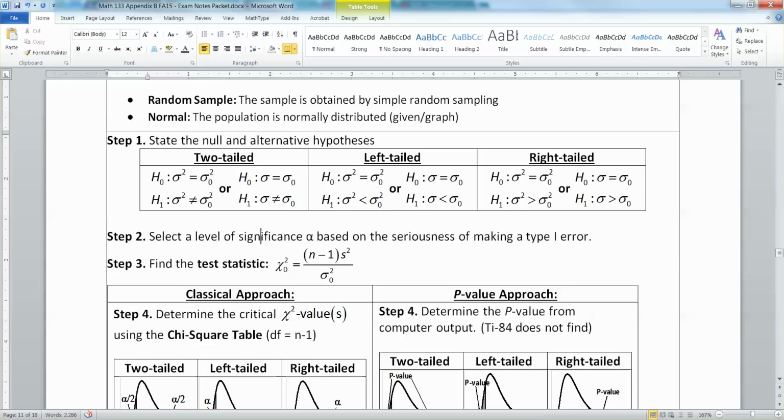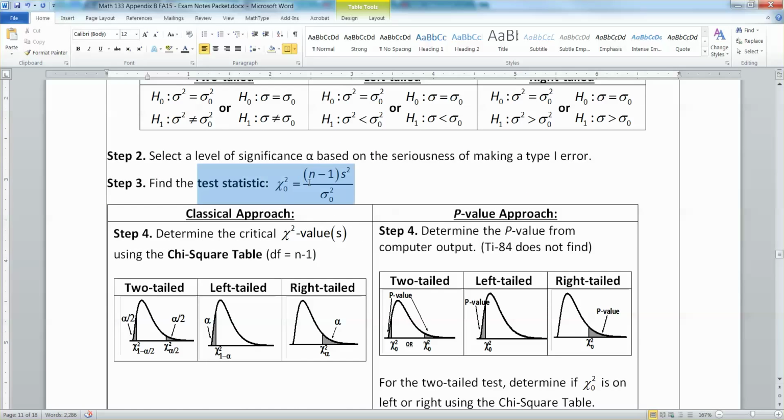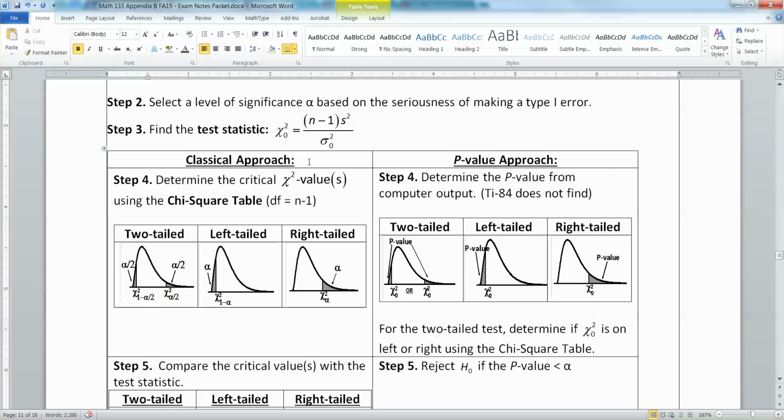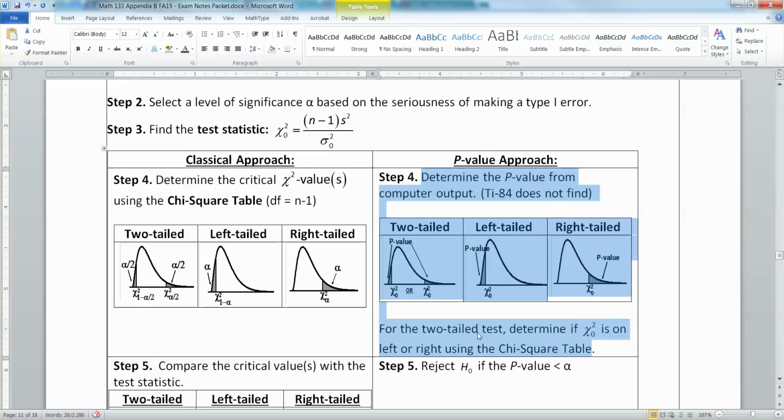So we have our alpha, which is our level of significance. We're going to find our test statistic right there, which is chi 0 squared. I know it looks like an x, but it's chi, C-H-I, chi. And then we're going to either do the classical approach or the p-value approach. Now, the interesting thing about it is that the calculator does not do either one of these methods. You're going to be stuck doing all of this by hand or using computer output that's given to you. So you're going to have to use the chi-square table to find your critical values, or you're going to need to use your computer output and kind of figure out where everything falls.